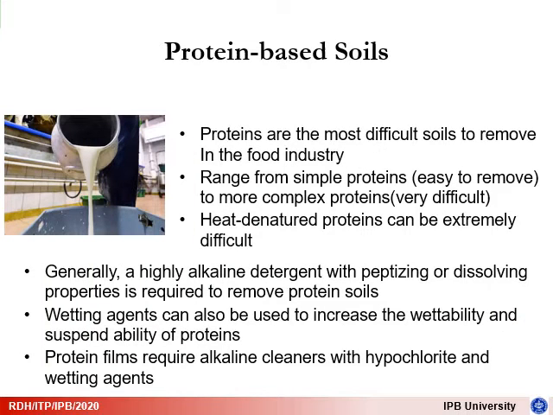Protein-based soils are the most difficult soils to remove in the food industry. They range from simple proteins, which are easy to remove, to more complex proteins, which are very difficult to remove. Protein that is heat denatured can be extremely difficult to remove. Generally, a highly alkaline detergent with peptizing or dissolving properties is required to remove protein soils. In addition, wetting agents can be used to increase the wettability and suspendability of proteins. Protein films, in general, require alkaline cleaners with hypochlorite and wetting agents.